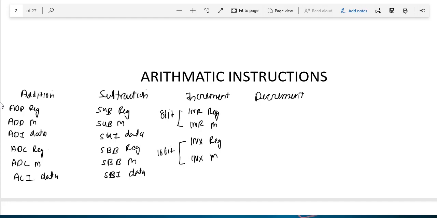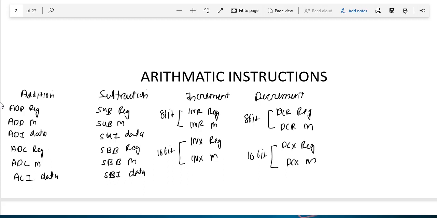For decrement, we have DCR register and DCR memory, and these are for 8-bit decrement. This will decrement the data in the register or memory by 1. And for 16-bit decrement, we have DCX register and DCX memory. It is for 16-bit data.